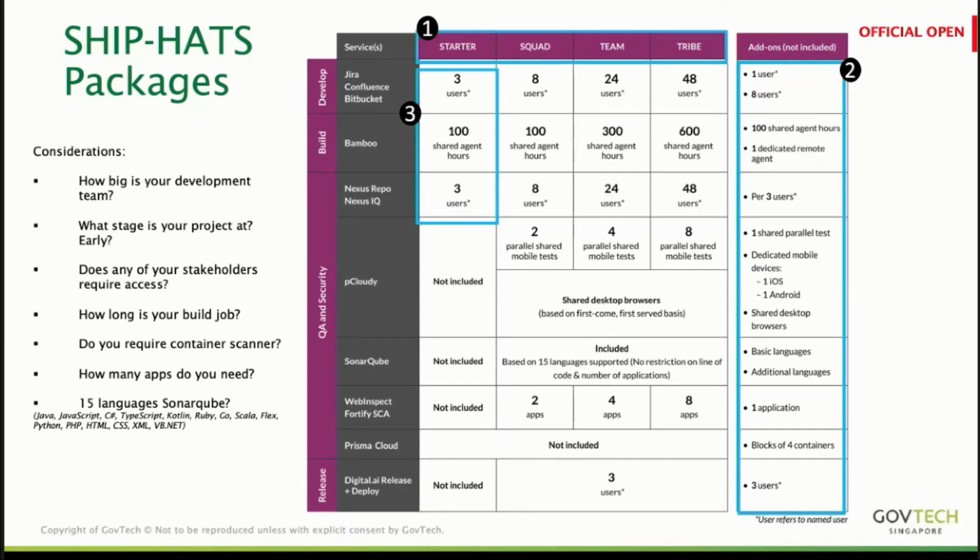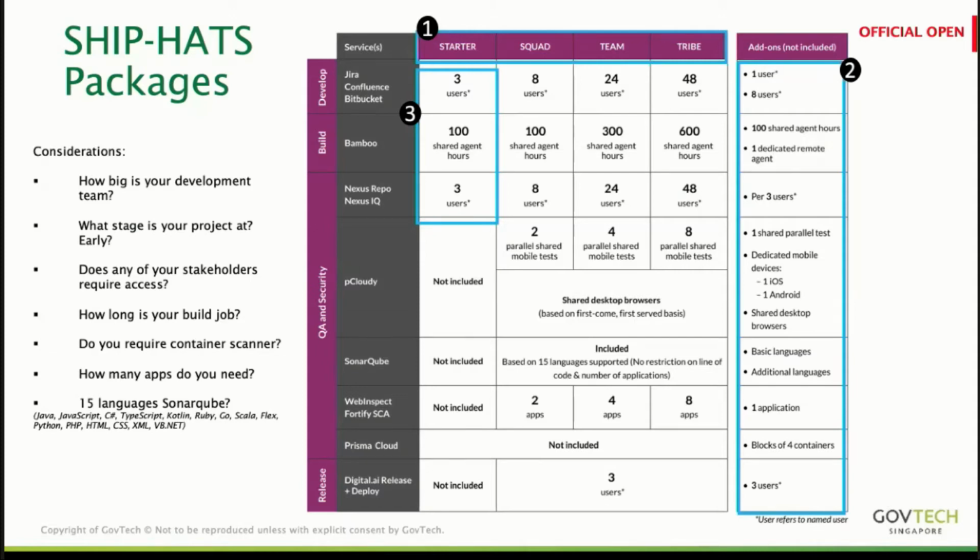Similar to the remote agent, Prisma Cloud, which is our container scanner, is also not included in any of the tiers. Should you require scanning of your containers, such as your Docker images, you are required to add them on too. The last two considerations to note will be how many applications, or apps in short, you require to scan. This in turn will decide how many apps you require to add on to your subscription.